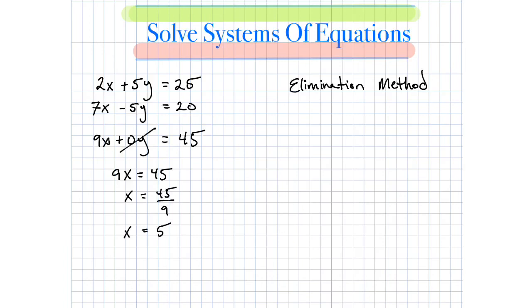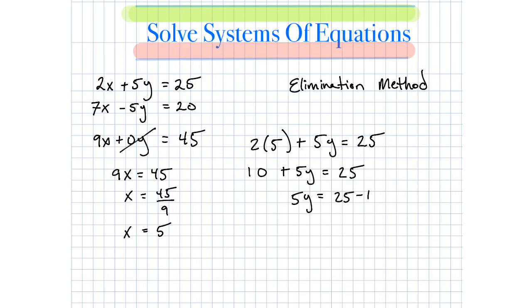Now that we know what x is, we're going to plug this number back into either one of these equations, either here or here, and then solve for y. We'll use the top one. So we're going to say 2 times 5 plus 5y equals 25. 10 plus 5y equals 25. 5y equals 25 minus 10. 5y equals 15. y equals 15 over 5.